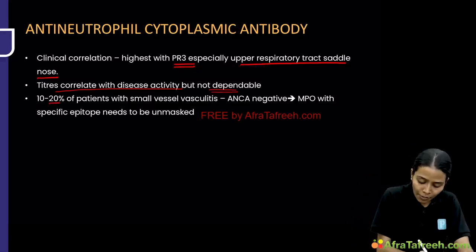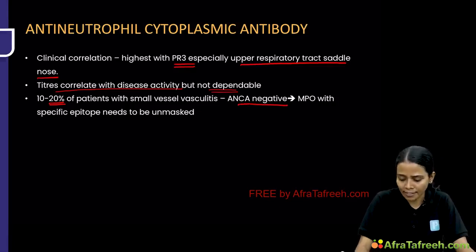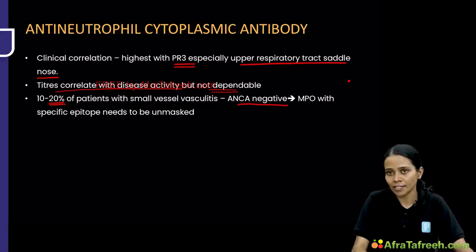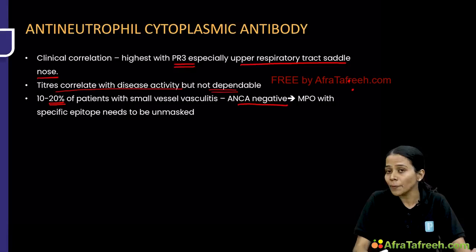And 10 to 20% of patients can be ANCA negative. See, any time when we are doing ELISA, there is going to be some epitope against which we are going to check, right? So, what they are attributing these ANCA negative cases to is that there might be some other epitope, okay, for which this antibody ELISA testing is not there. So, epitope specificity is not there. So, we might be missing the antibody positivity, okay.